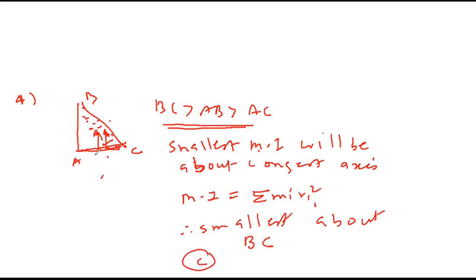About AC will be the largest because particles are away from AC. Away from AC means more distance. More distance means more I. But about BC they are close. Therefore it is smallest.